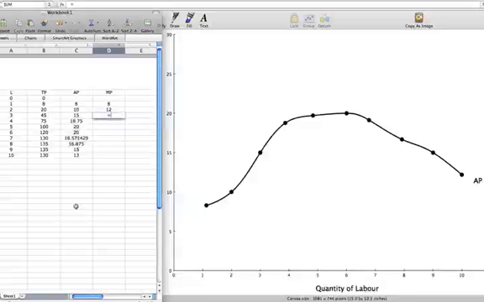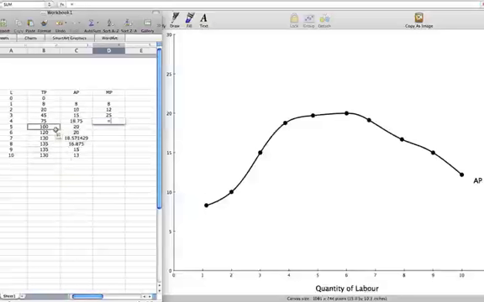When we added the third worker, our total product went from 20 to 45. So we do 45 minus 20. And the number of workers increased from 2 to 3. So we do 3 minus 2. Our marginal product there is 25.